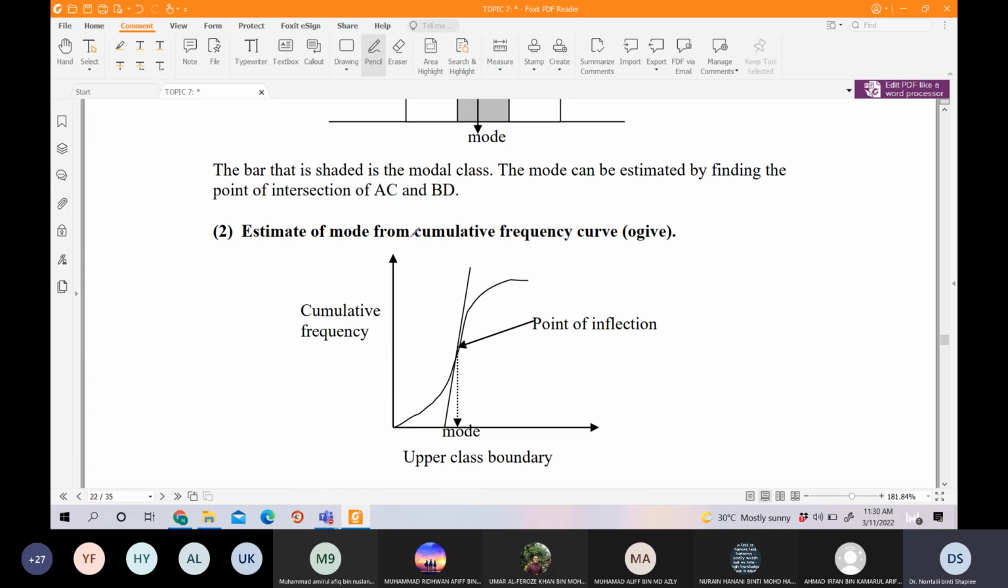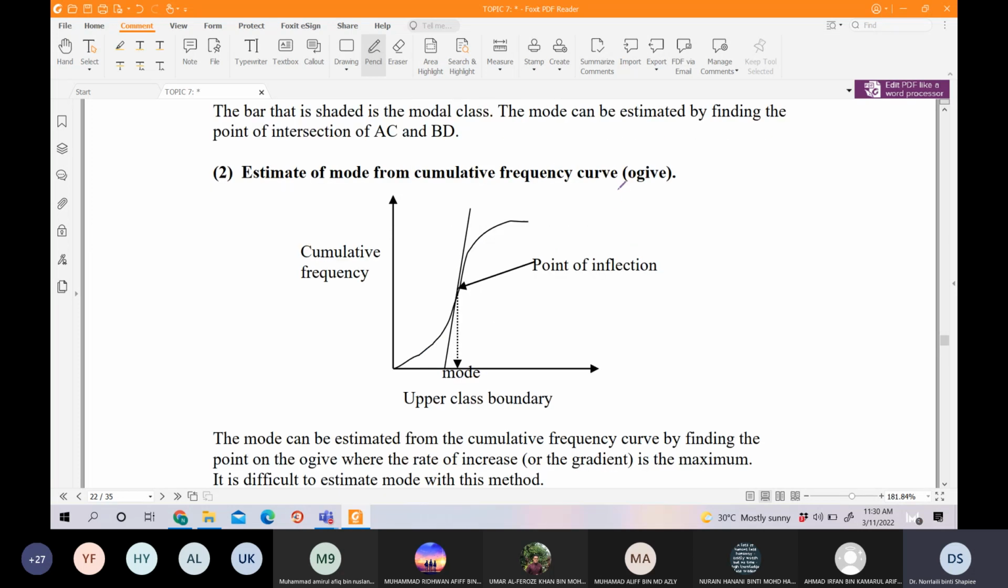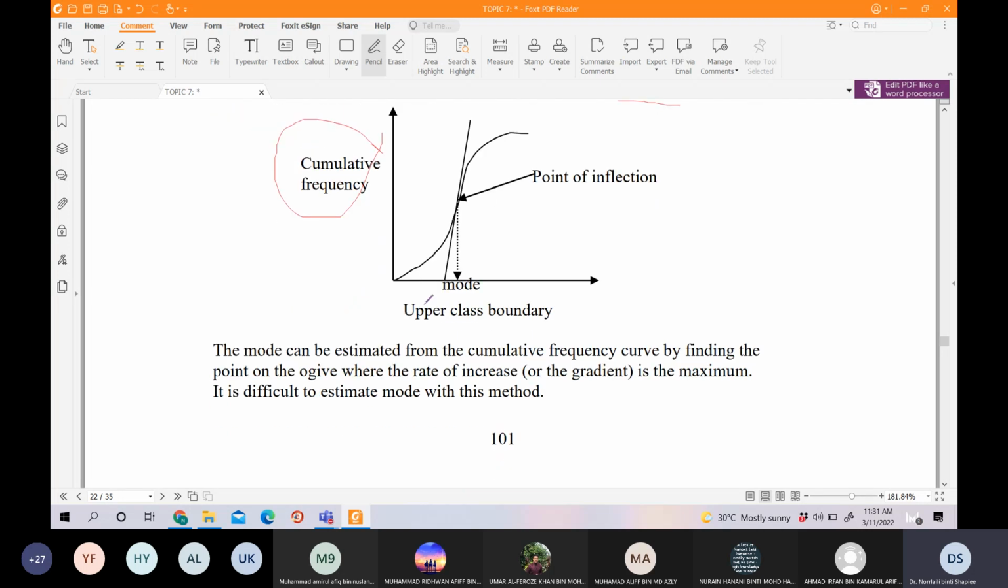Okay. Next, estimate the mode from the cumulative frequency curve. So you have to draw the curve, okay, Ogive curve here. Okay, and we know that for the Ogive, you have to know the cumulative frequency. Okay, and this one is the point of inflection. We already learned, right? Okay. The mode can be estimated from the cumulative frequency curve.